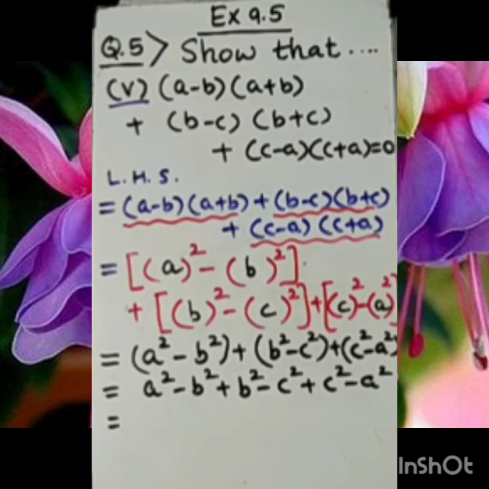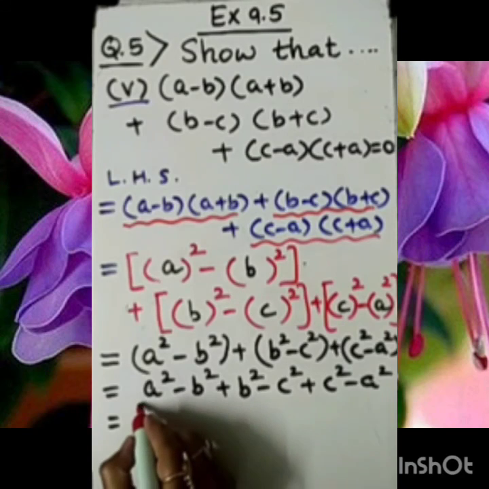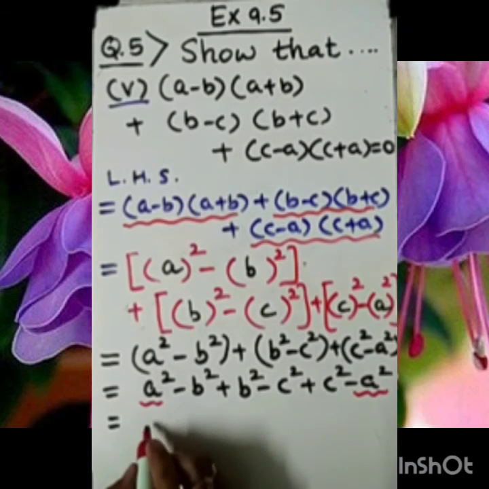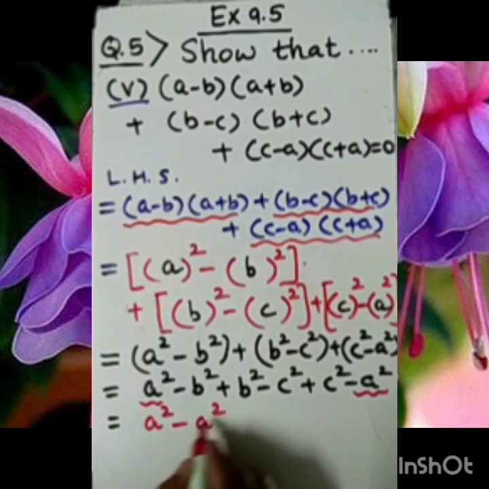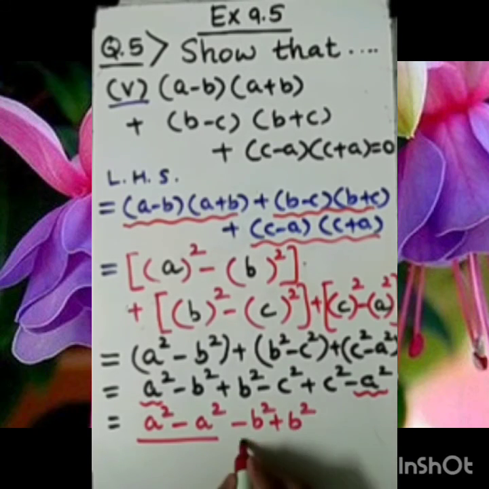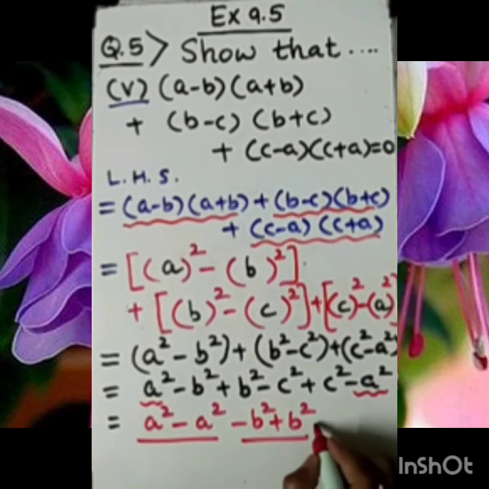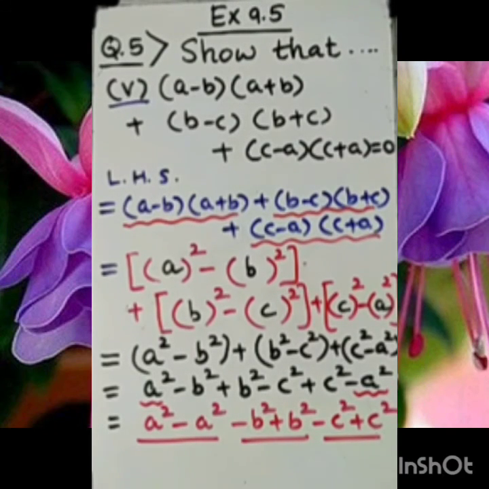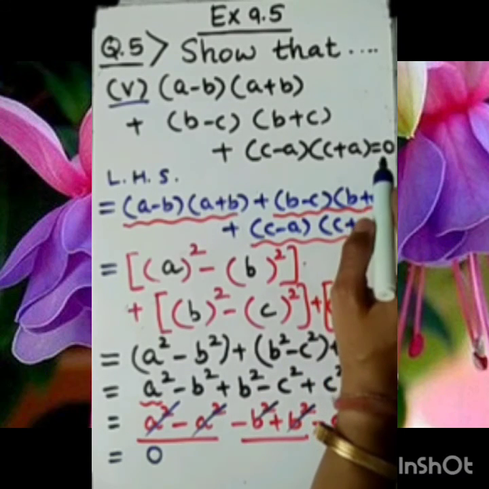Now observe carefully. Something is in the like term. Which are the like terms? So here a square minus a square. Let me write it together: a square minus a square. Then minus b square plus b square. That is also, and here minus c square plus c square. That is the third part. So dear student, plus and minus like terms cancel, minus plus cancel, minus plus cancel. All the terms cancel, so the answer is 0, which is equal to what we have to prove here, equal to 0.